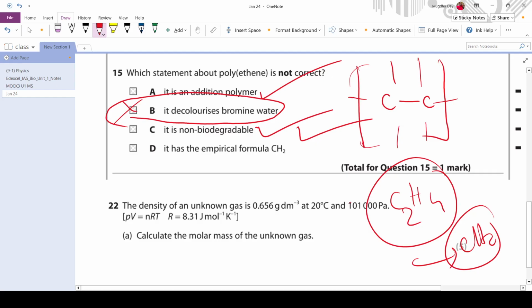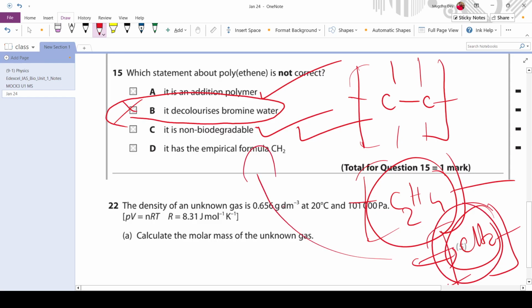If you draw it this way, and somebody tells you to write the empirical formula, what will be the empirical formula? Something like this, right? So it kind of makes sense. It is correct. The only answer is B. It doesn't decolorize bromine water. Why doesn't it decolorize bromine water? Because it does not have a double bond.